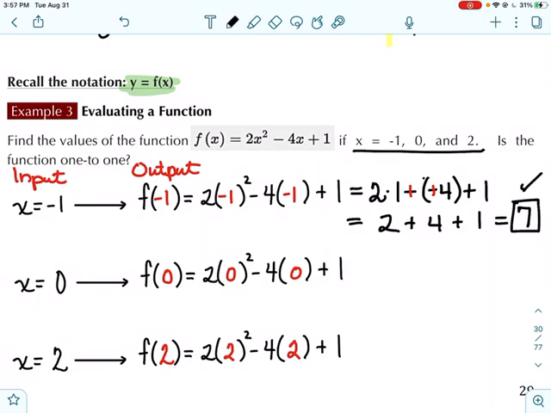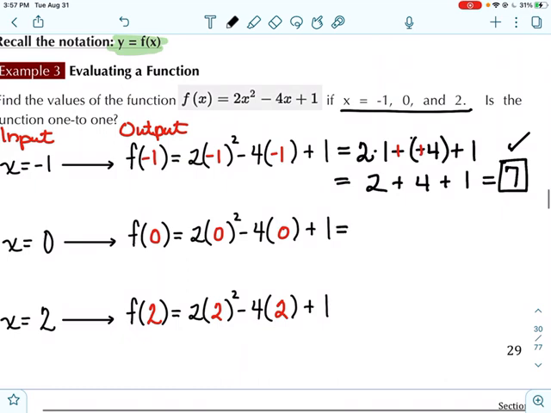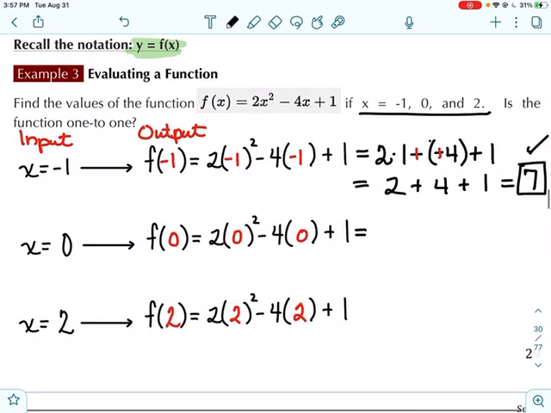I think I'll just let you follow the work that's there. So when we input 0, we're going to get 2 times 0 squared, which is 2 times 0, which is just 0, minus 4 times 0, which is 0, and then plus 1. So our answer for this one is 1.